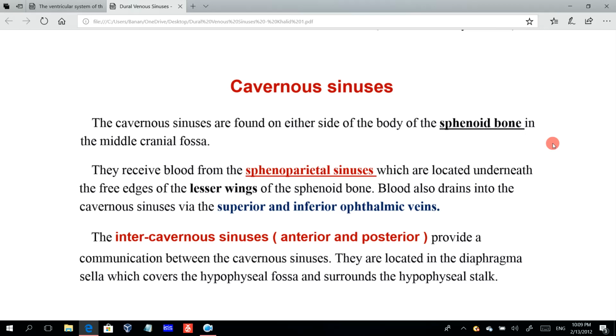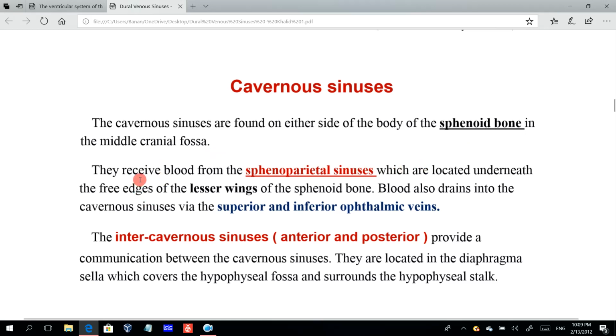The cavernous sinuses are present on either side of the sphenoid bone, on the body of the sphenoid bone. You know the sphenoid bone has a body, and at the top of the body we have the sella turcica, in which the pituitary gland sits. So on each side of the body of the sphenoid bone, we have this cavernous sinus, which is of course in the middle cranial fossa.